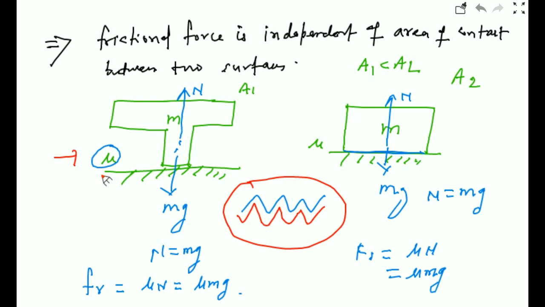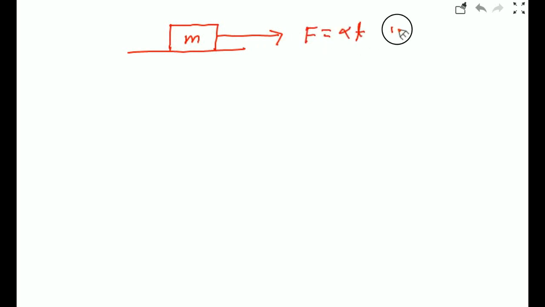So let's draw the graph of frictional force for the given question. Now the block is kept here, the mass is given as m, and the applied force is F, that is alpha into t, where t is time and alpha is a constant.